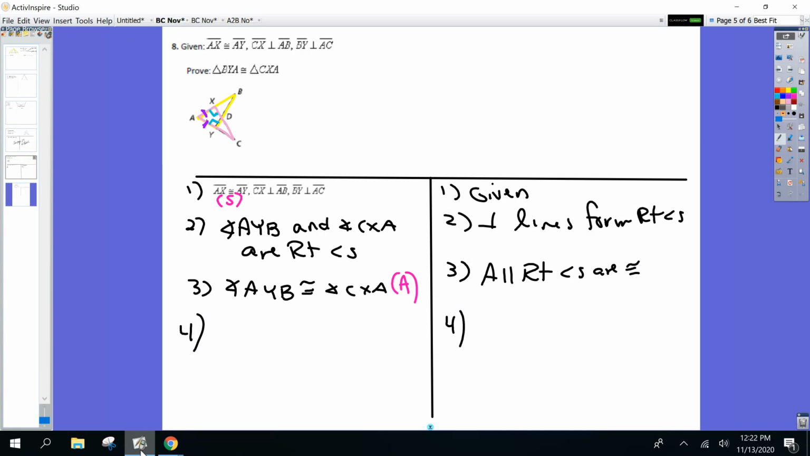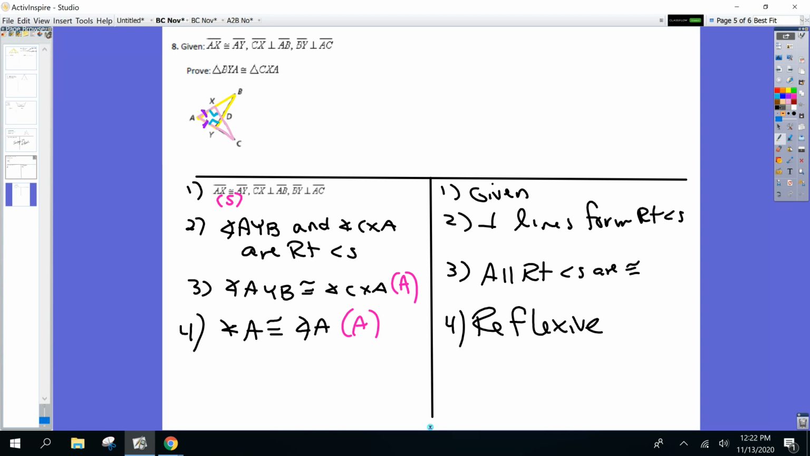Angle XAY. Angle A. What do you know? Look at your diagram. What do you guys notice about angle A? It's in both. It's shared. I can have a reflexive angle. Angle A is congruent to angle A. Good job, Tim. Reflexive. There is your third pair of equal parts. There you go. Angle A, congruent to itself.